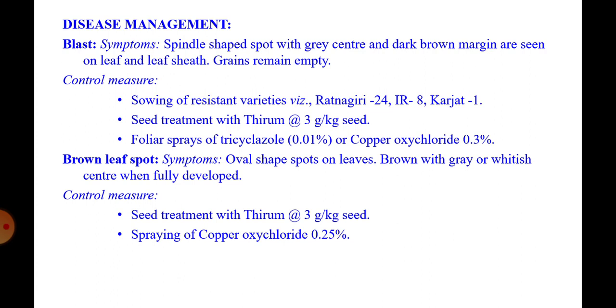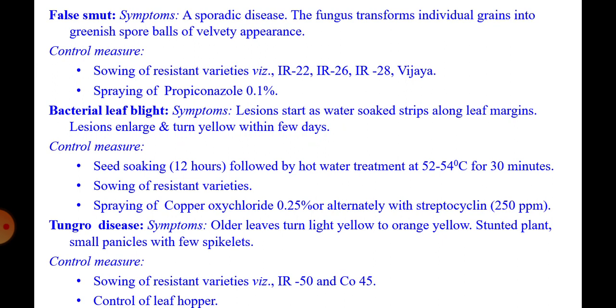Brown leaf spot. To control this disease, seeds should be treated with thiram at the rate of 3 gram per kg of seed. Spray copper oxychloride 0.25%. Then false smut. To control false smut, sow resistant varieties like IR20, IR26, IR28, Vijaya, and spray propiconazole 0.1%.